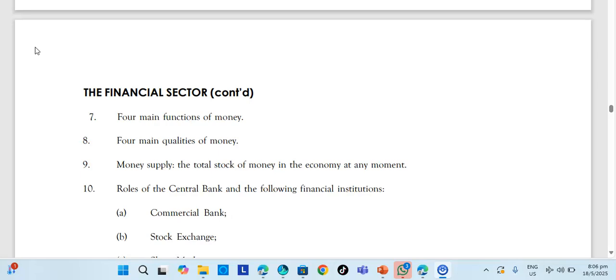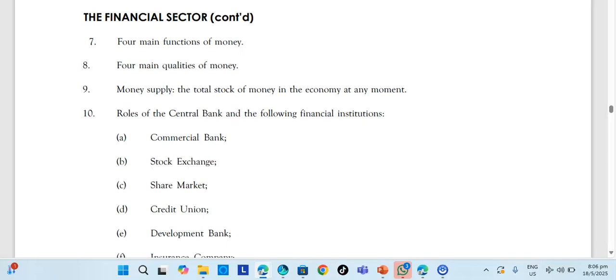Now, what are the four main qualities of money? Money is durable, meaning that it must last a long time without wearing out. Another quality of money is that it's portable. Money should be easy to carry around and transfer. Another quality is that it's divisible. Money should be divisible into smaller units to handle all kinds of purchases. For example, a $500 bill can be divided into $100, $50, or $20 notes. Another quality of money is that it's acceptable, meaning that people must be willing to accept it as payment.